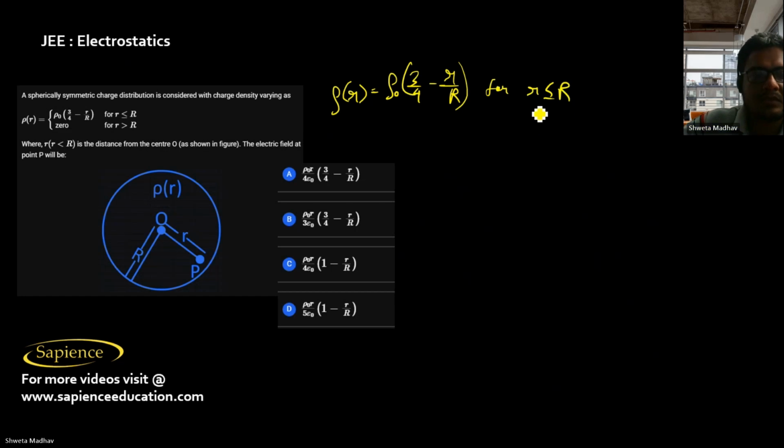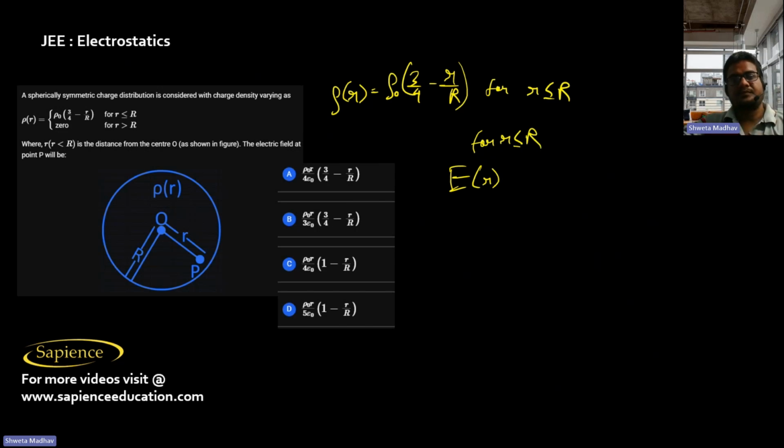Where r is the small r, the distance from the center. The electric field at any point P, which is at a distance r from the center, for obviously r less than or equal to R, will be equal to kq by r square. Now q, how to find?